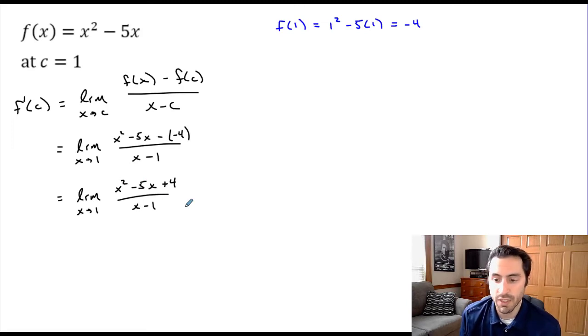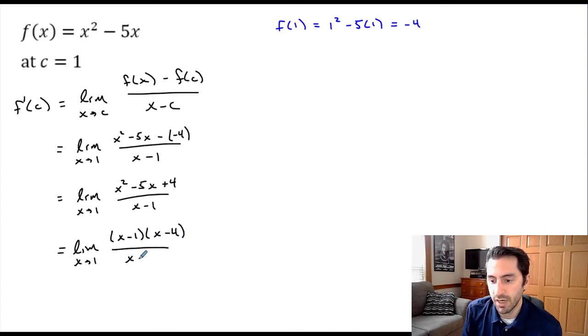Now, the first thing to notice is if I want to evaluate this, I cannot just plug in 1. If I try to do that, I end up with an indeterminate form, meaning I end up with 0 divided by 0. So we can't evaluate the limit that way. So the first thing we have to do is try and simplify a little bit. So we have a polynomial in the numerator, and let's start by factoring that. So we need two numbers that multiply to 4 and add to negative 5. So that factors into x minus 1 and x minus 4.